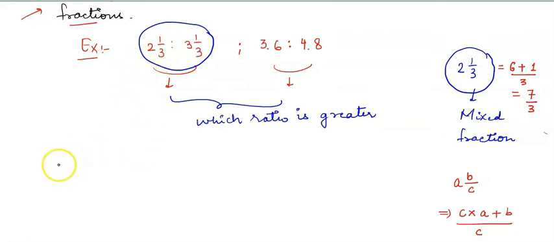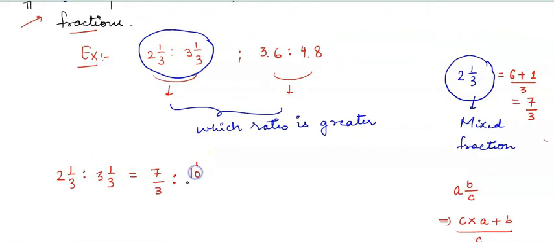And similarly, let me just write this here. This will be equal to 7 divided by 3. Now again we have to multiply 3 with 3, that is 9, plus 1, that is 10. So this comes out to be 10 divided by 3, right?